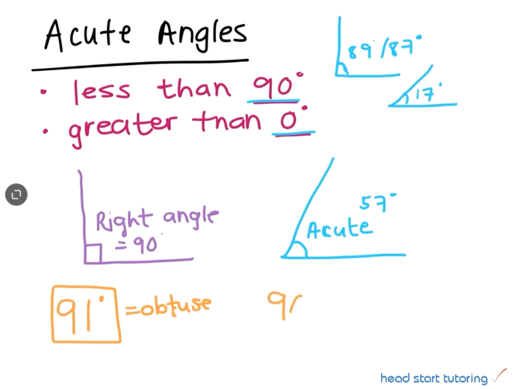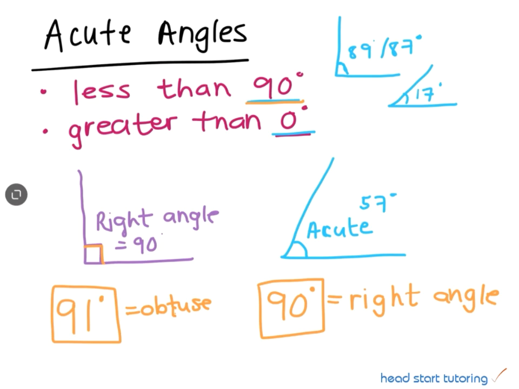If they ask us what type of angle is 90 degrees, 90 degrees is not an acute angle because it is 90 degrees on the dot. It is actually called a right angle, as I showed you here. There is your right angle. So it has to be less than 90. It cannot be 90 or less. It has to be less than 90. So our acute angles do not include 90.